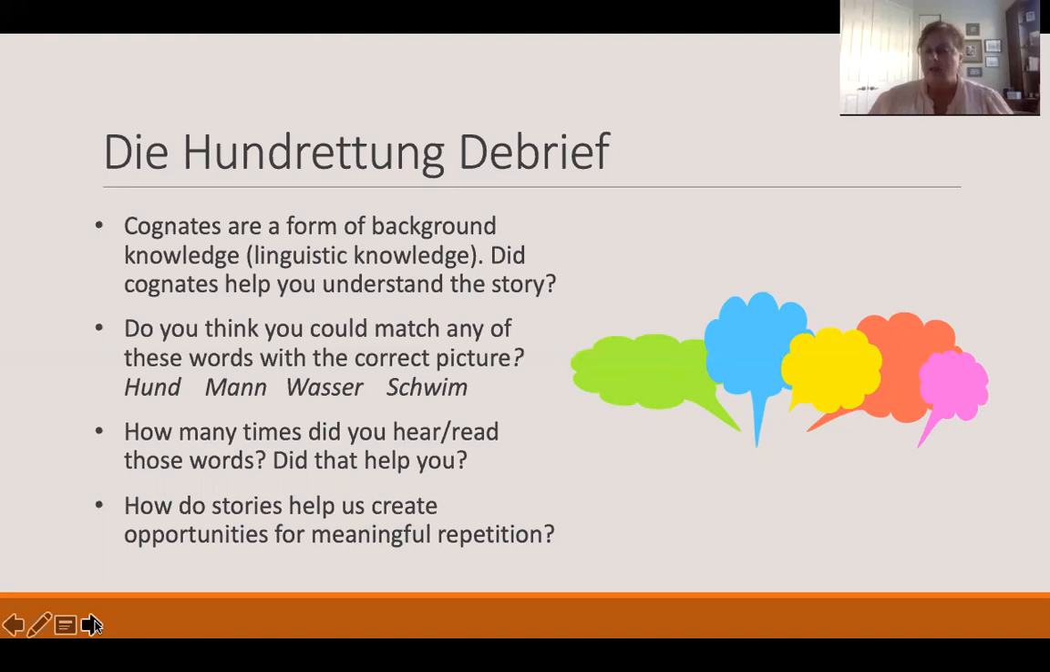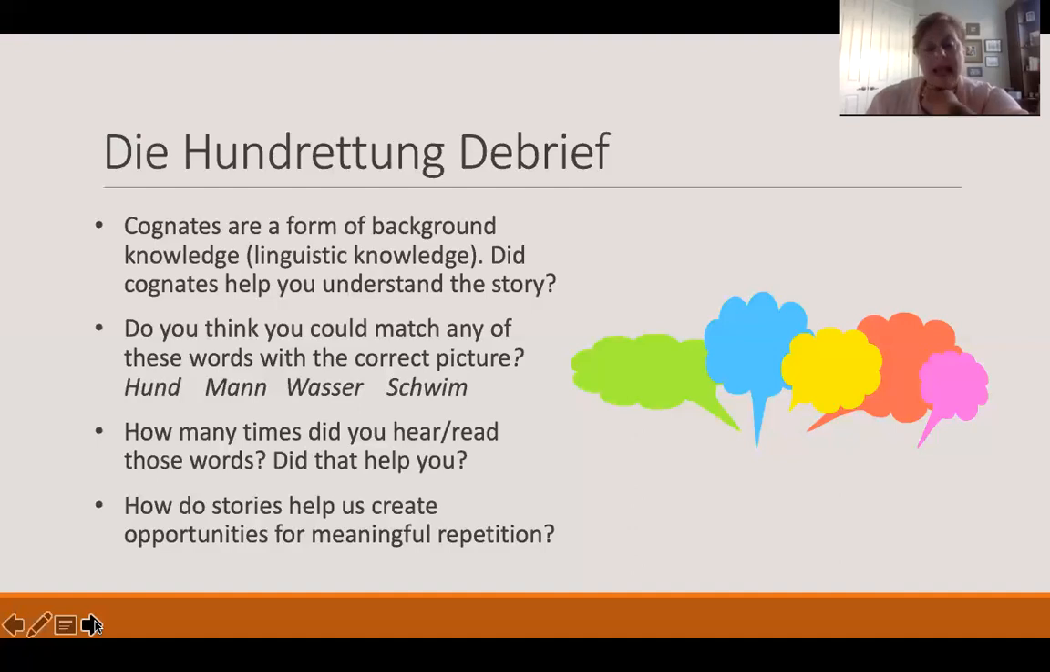Cognates are words that look like or sound like a word in another language, and they might help you understand the story. Were there any cognates that you noticed? What cognates did anybody notice? Und, Wasser, Mann. Good. And what about schwimmt? What do you think schwimmt is? Could you match any of these words with the correct picture?